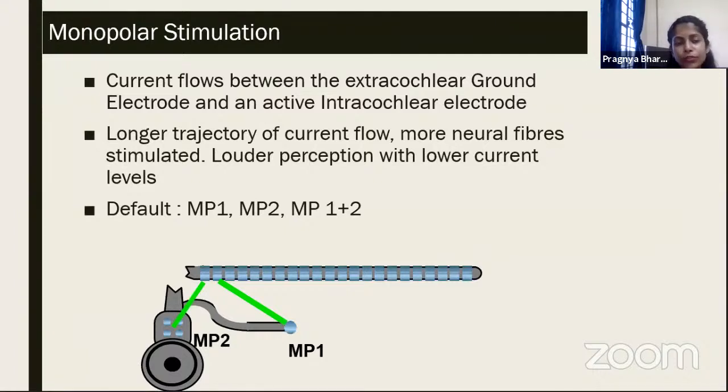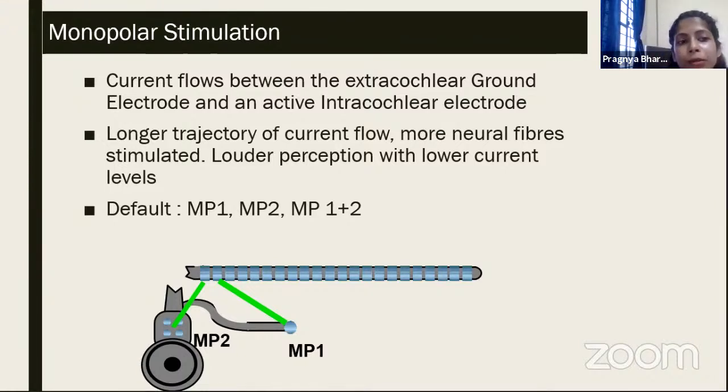So in the monopolar mode of stimulation, the active electrode is one of the intracochlear electrodes. Naturally, it has to be one of the intracochlear electrodes, whereas the ground electrode is located outside the cochlea. Most of the time, it is located in the receiver stimulator area. In the Cochlear Medical devices, the nucleus devices, there is an additional ground electrode, or a ball electrode, which is placed under the facial muscle, the temporalis muscle.